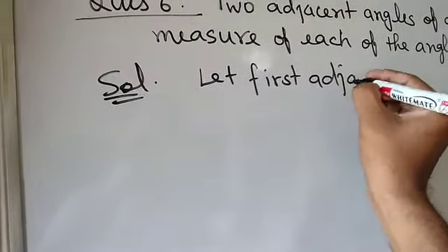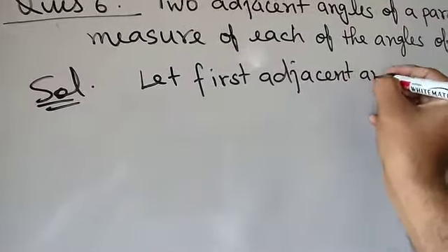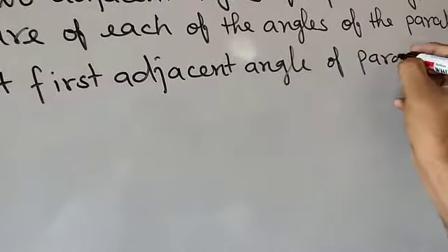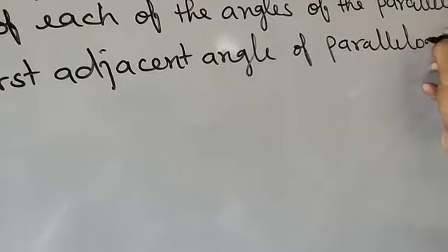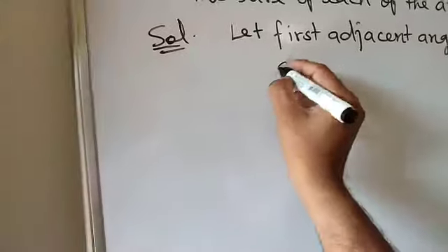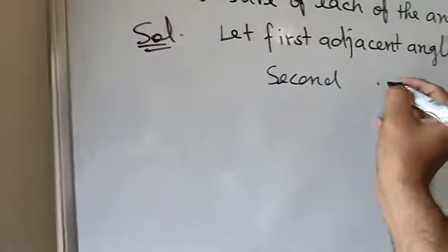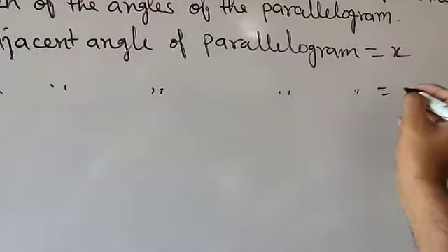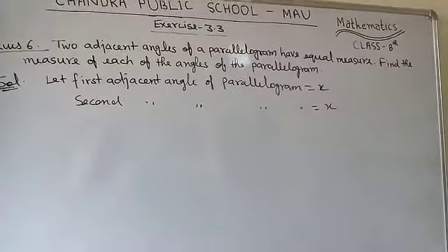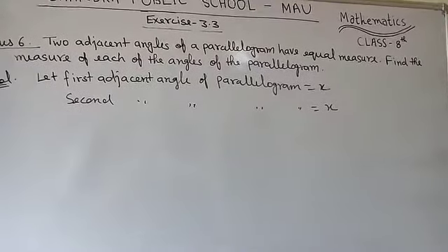let first adjacent angle of the parallelogram be equal to x. Then the second adjacent angle of the parallelogram is also x. It is given that both the adjacent angles are equal. So if the first one is x, then the second will also be x.